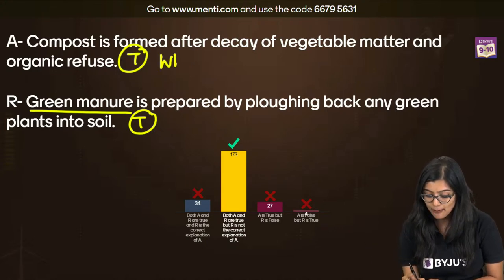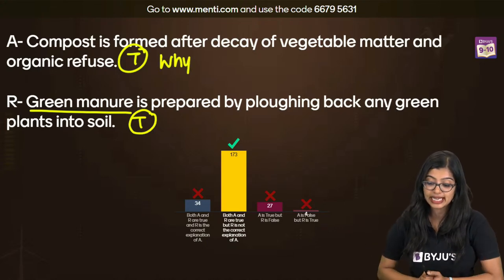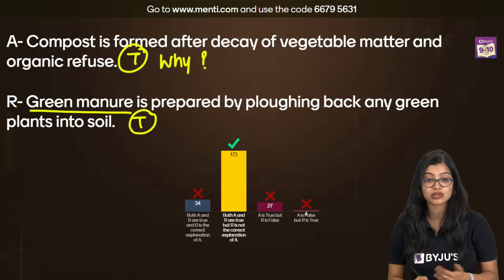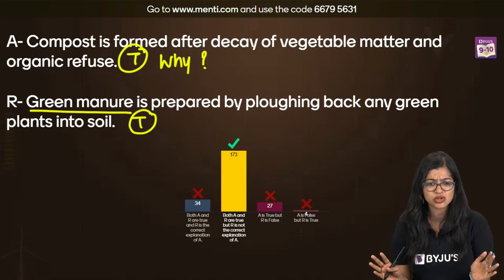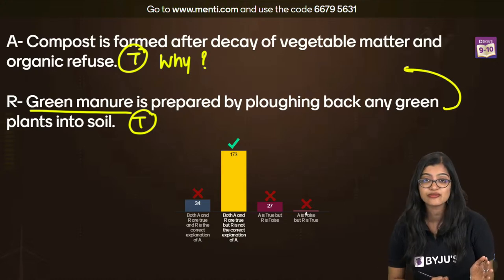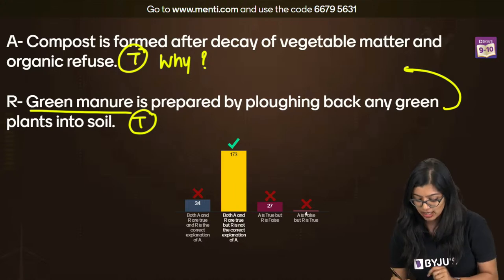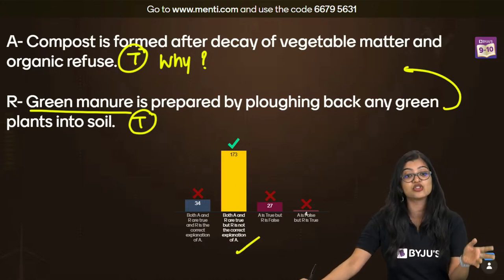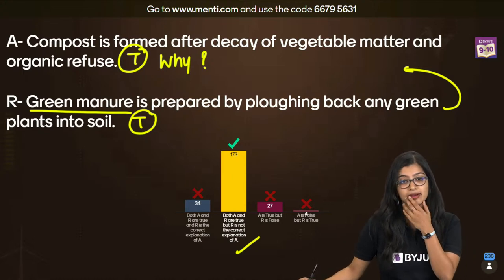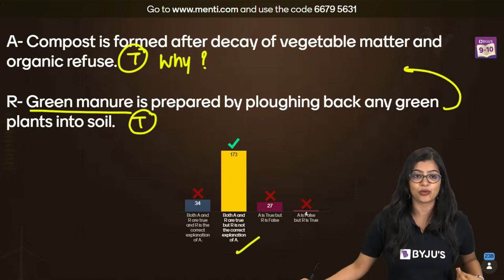But compost is formed after decay of vegetable matter and organic refuse. Why? Green manure is prepared. Makes no sense, right? It absolutely makes no sense. That means this is not the reason for the assertion. But both the statements are true, which is why the correct answer is option B. That both A and R are true, but R is not the correct explanation for A, right? So that is something that you need to know.